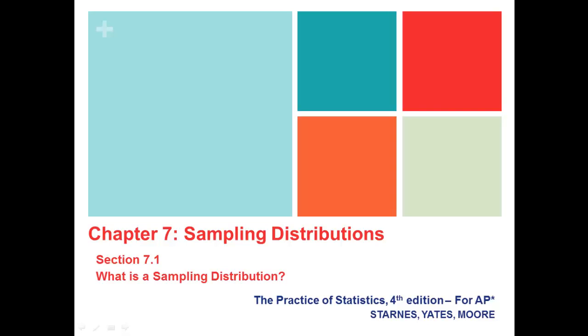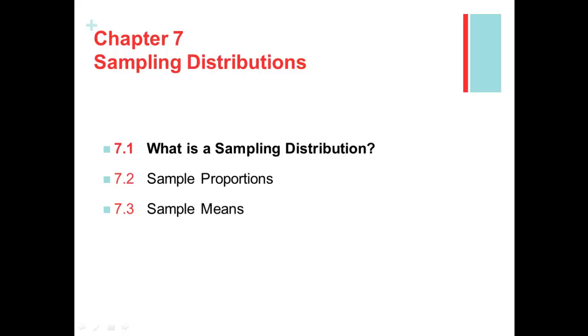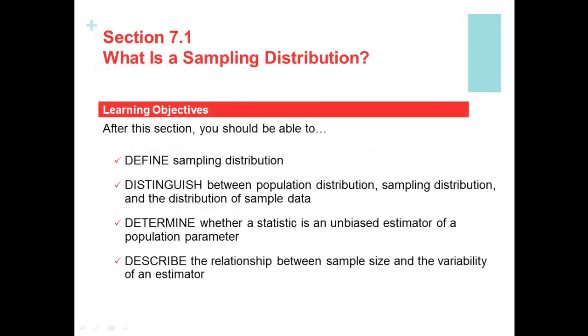In section 7.1, day 2, we're going to continue to look at sampling distributions. After this lesson, you should be able to define a sampling distribution, distinguish between population distribution, sampling distribution, and distribution of sample data, determine whether a statistic is what's known as an unbiased estimator of a population parameter, and describe the relationship between sample size and the variability of our estimator.